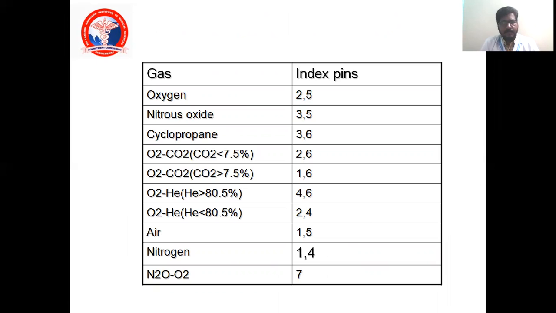For air it is 1.5, for oxygen it is 2.5, for nitrous it is 3.5, for NOx it is 7. For heliox, if the helium is more than 80.5%, it is 4.6, and if it is less than 80.5%, it is 2.4.